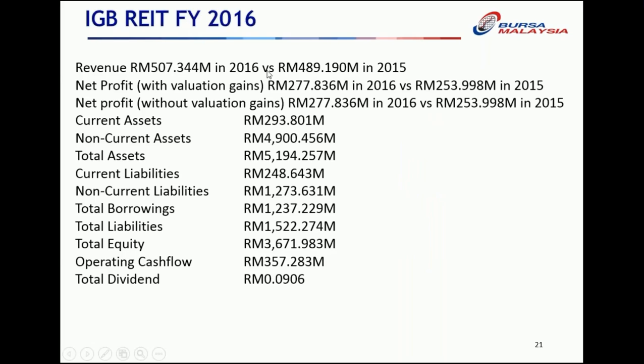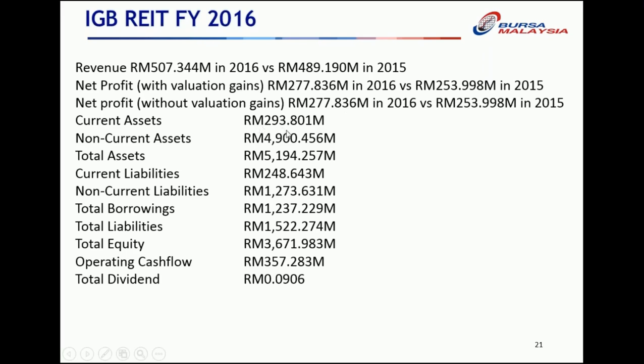So this is IGB REIT. Revenue of 500 million versus 487 million. There's a growth here. Net profit with valuation gains is 277. Without property valuation gain is still 277. It means that IGB REIT did not do any valuation of the property, and therefore it remained within that amount. So you can see that it didn't fall short like what happened to Axis REIT.